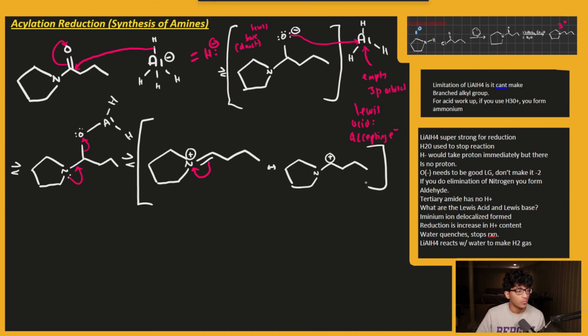Who do you think is gonna attack it? We only got one player that's gonna attack. It's H minus. You could write AlH4 minus, or you could just write H minus. I'm gonna write H with the whole AlH3 thing, but I'm pretty sure you could just write H minus and get away with it. So he's gonna attack it right here, and you're gonna get your final product.